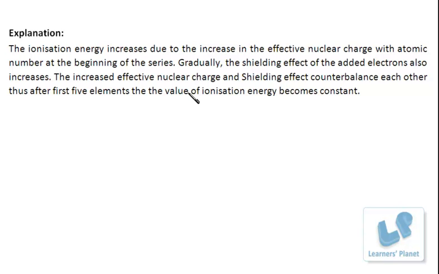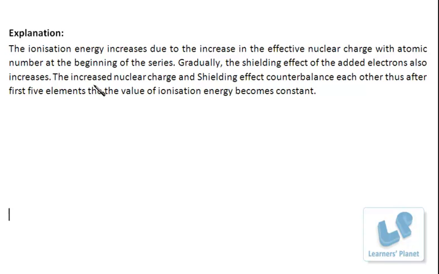Gradually, the shielding effect of the added electrons also increases. That is, the pairing of electrons takes place in the d orbital. The increased nuclear charge and shielding effect counterbalance each other. Thus, after the first 5 elements, the values of ionization energy become regular. We can't say it's constant.